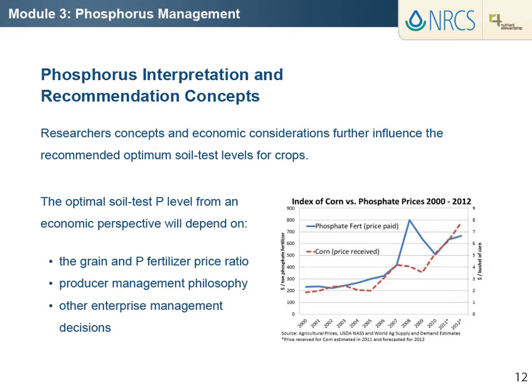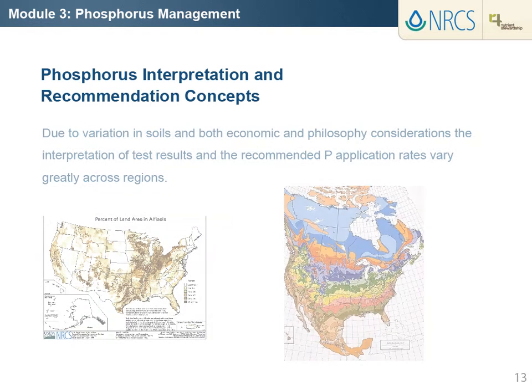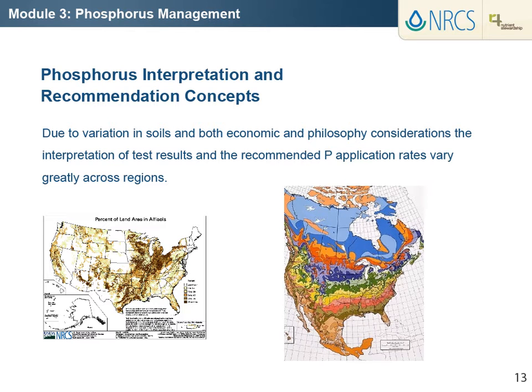In addition to the aspects already discussed, research concepts and economic considerations also influence the recommended optimum soil testing levels for crops. In general, the optimum soil testing phosphorus level from an economic perspective varies with grain and phosphorus fertilizer prices, producer management philosophy, and other enterprise management decisions. Due to the variation in soils and both economic and philosophy considerations, the interpretation of test results for a specific soil testing method and recommended application rates may vary greatly across regions.